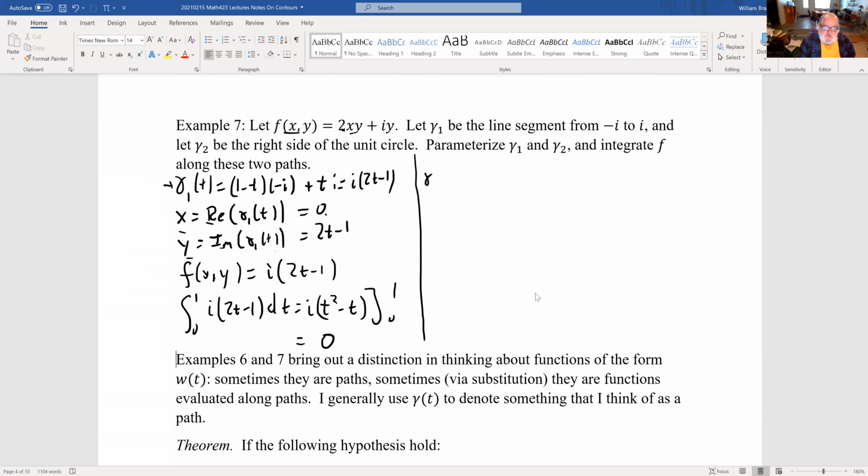Gamma 2 of t is the right side of the unit circle, right? So our center is 0, so it's going to be 0 plus radius is 1. So our parameterization is e to the it. But we only want the right side of the unit circle, so we're going to run t from minus pi over 2 to pi over 2. This one's much messier because what's the real part of gamma 2 of t?